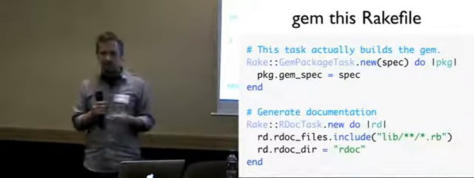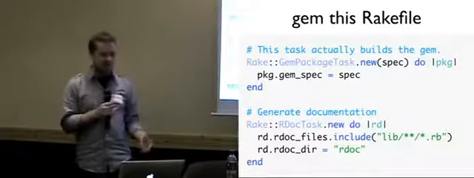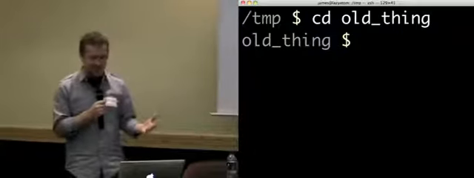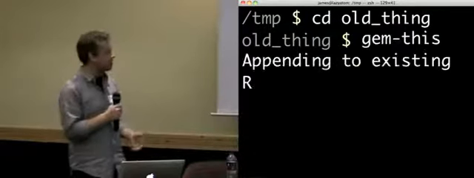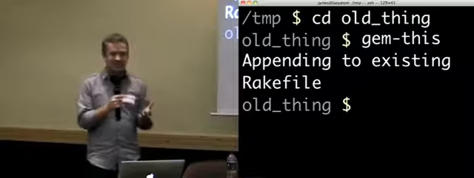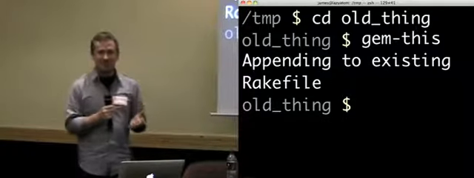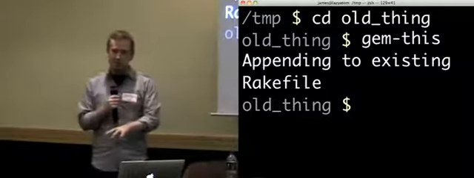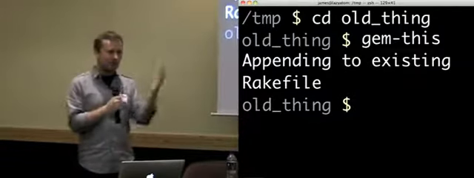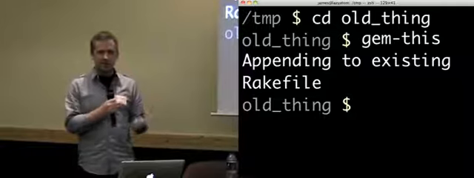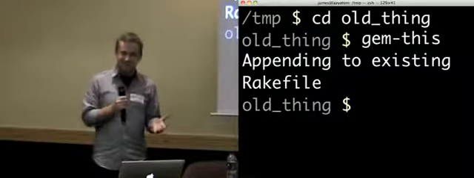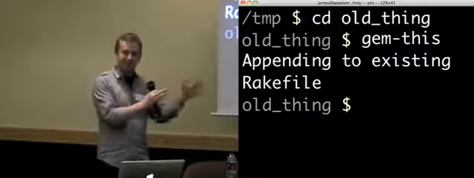But if I've already got a Rakefile with some tasks that I've been using, what's it going to do? Can you guess? Okay, I'm in this other project, and I run gem this, and it just appends to the existing Rakefile. Like, how can this be that hard? All it's going to do is just put what it was going to make at the bottom of your Rakefile, and you can either leave it there or rearrange it, integrate it with what you have, or get rid of it, and then it's gone. It's really that simple. Right, so that is gem this.